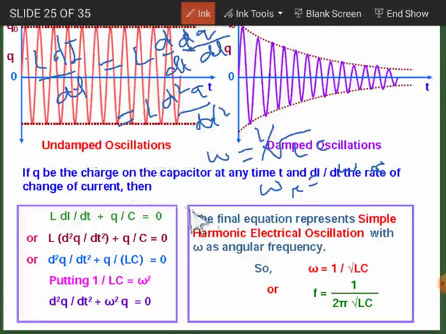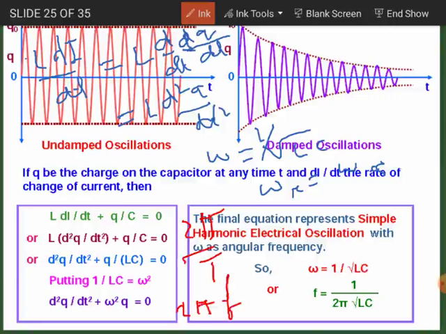It will keep on oscillating. So the final equation represents the simple harmonic oscillator, or rather you can call it simple harmonic electrical oscillation with omega as angular frequency, and your omega will be equal to 1 by root over of LC. So omega, we know, is equal to twice pi by T. So let me write somewhere here, twice pi by T. So twice pi by T means it will be equal to twice pi of 1 by T. It will be f, right?